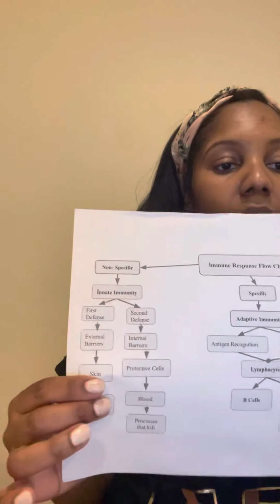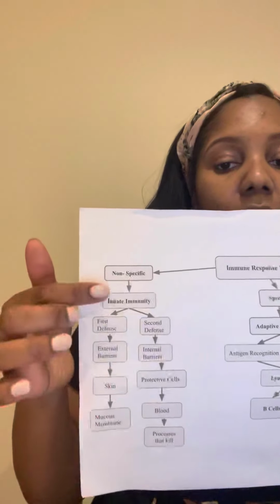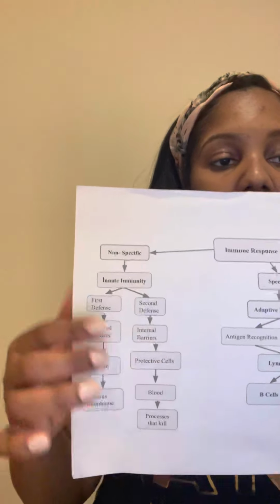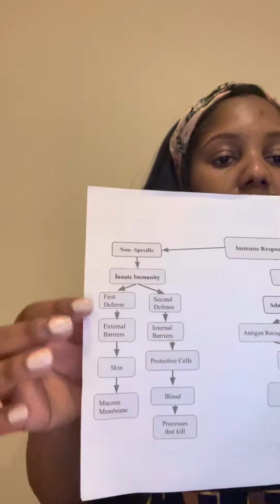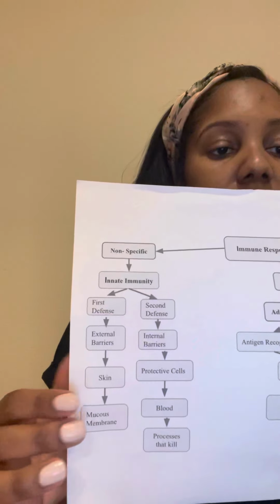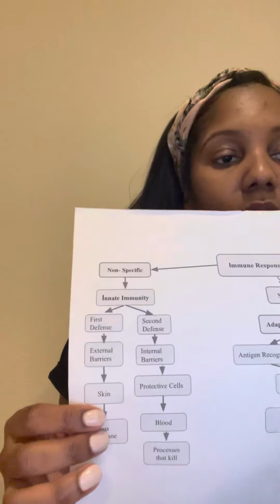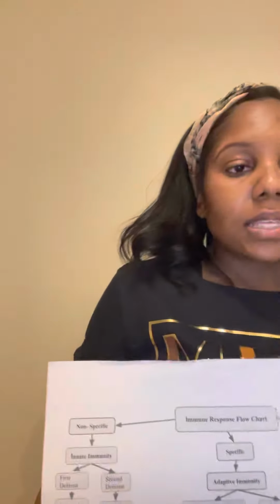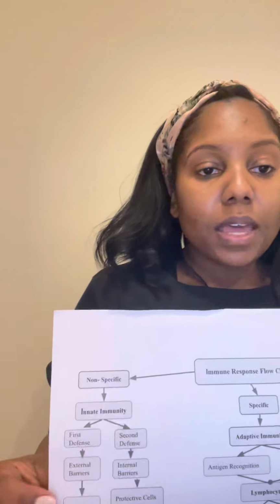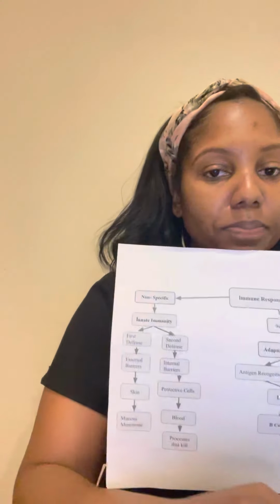bacteria. Innate immunity has two types of defenses. You have your first, and then you have your second, as seen on the flow chart. The first line of defense are external barriers such as the skin and mucous membranes. The skin is the biggest body organ with the largest surface area to defend against the outside environment. The skin has an outer layer called the epidermis, which protects the body from harm and produces new skin cells.